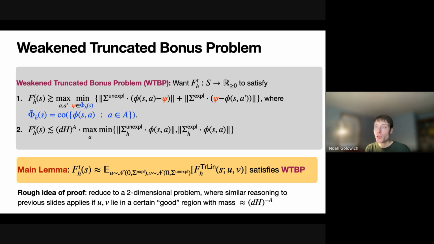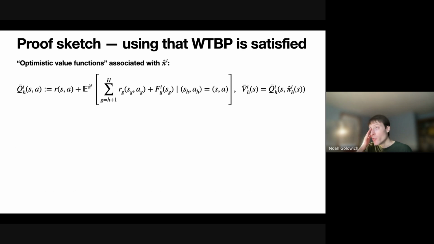Okay, so up till now, I've told you why the bonuses FHT of S satisfy the first and second requirements here. Now let me say a few words about how we can go from those requirements to showing that we actually get a near optimal policy. And this part of the proof is a little bit more standard, so I won't say that much about it. The rough idea is as follows.